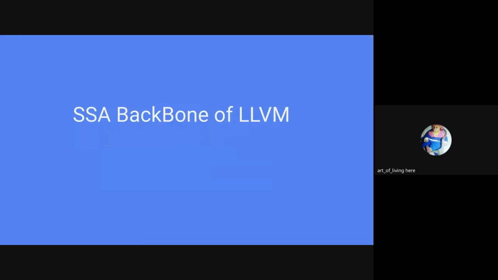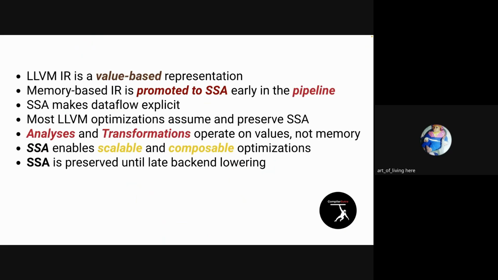So we know how SSA benefits. We discussed this. Now LLVM IR is basically a value-based representation. Memory-based IR of LLVM gets promoted to SSA early in the pipeline. And SSA is enabling data flow to be explicit; initially it was implicit. Most LLVM optimizations assume and preserve the SSA.